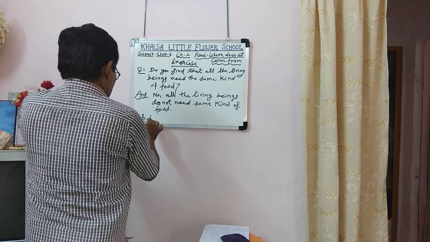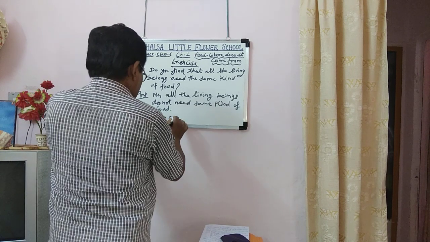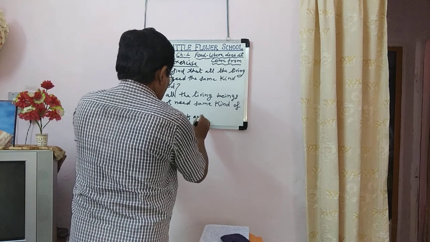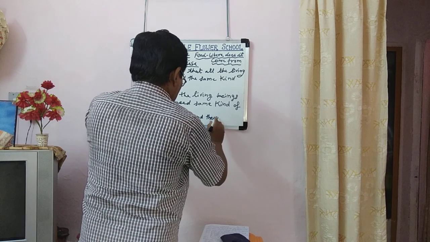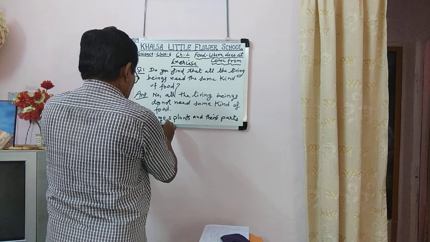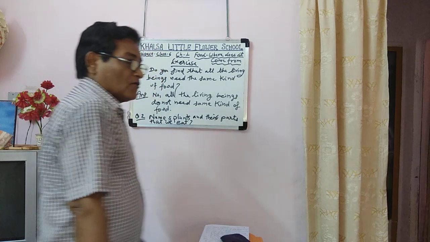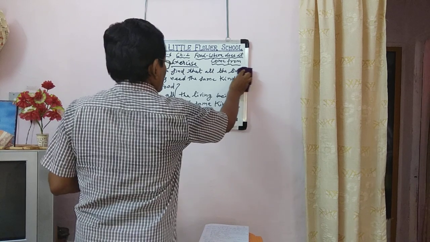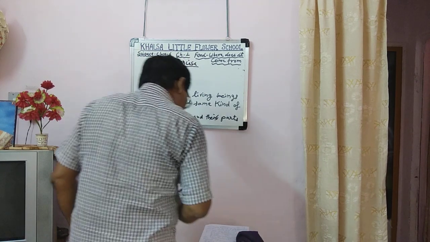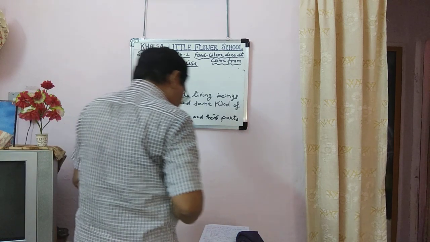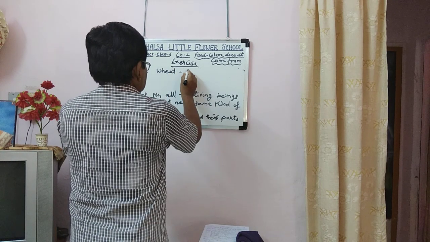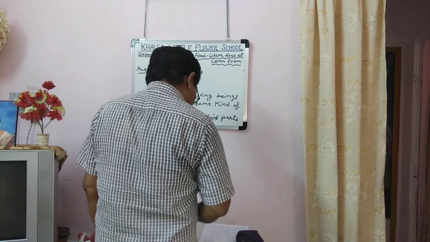Now, second question is, name five plants and their parts that we eat. Which part of the given food we eat? For example, wheat. What is the part that we eat of wheat? Seeds. Seeds are the part of wheat that we eat.